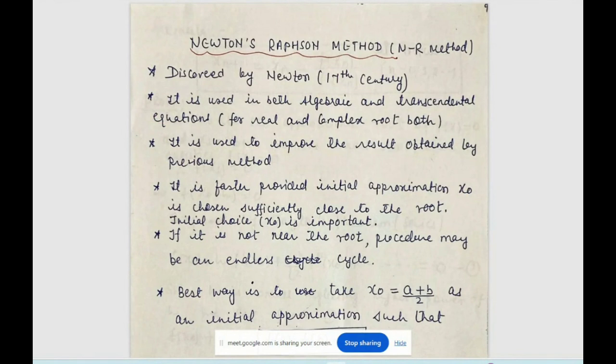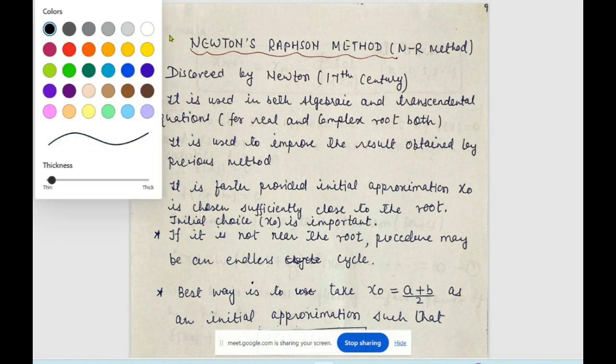Newton-Raphson method, this is also known as the NR method, right? Numerical method, which is Newton-Raphson method. In short, we say NR method. N stands for Newton-Raphson. This is a method by which you can solve algebraic and transcendental equations both, right? Suppose you have been given any algebraic equation.